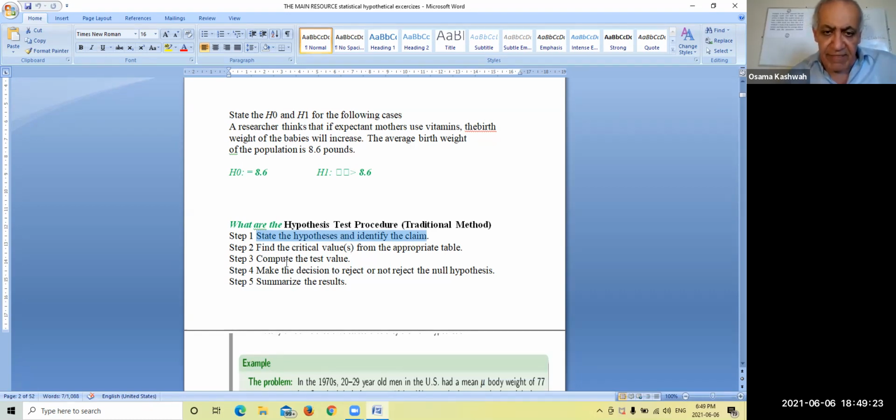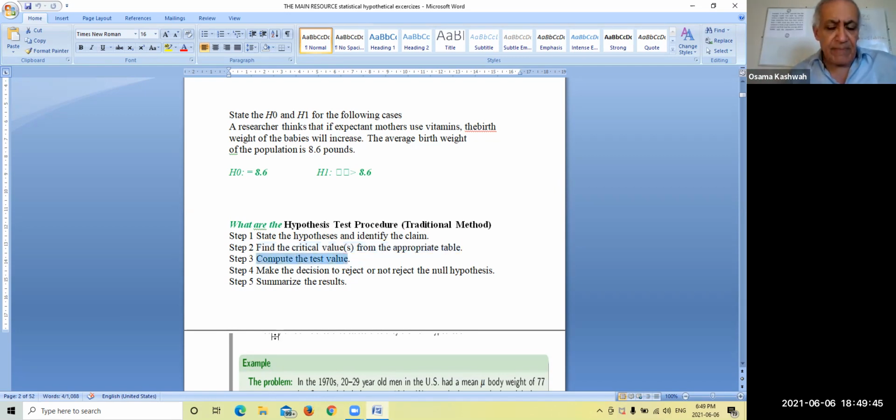Step 2: find a critical value from the appropriate table. We will check how to look for Z tabulated and Z calculated, and we have to compare between them. The steps are right on the board, which will be more clear for you and easier.